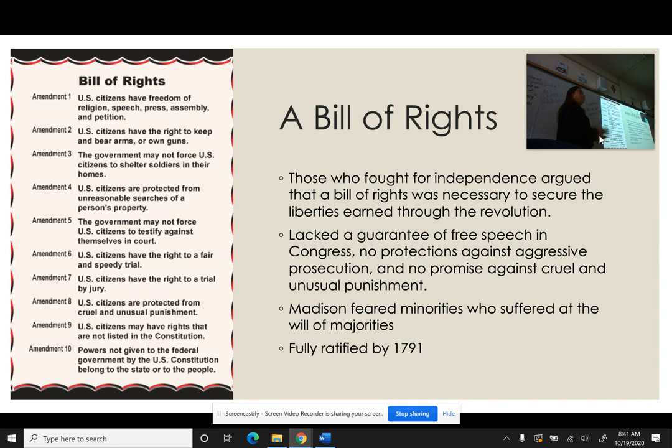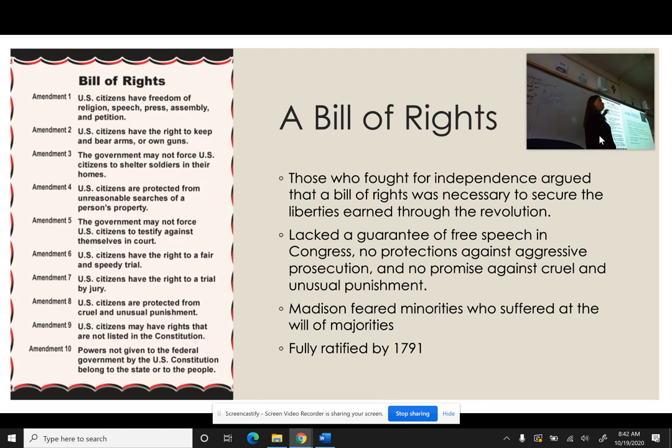Amendment number 1, this is the one that you guys are most familiar with. It guarantees your freedom of religion, speech, press, assembly, petition. So you can practice whatever religion you want. You can say whatever you want as long as it doesn't incite danger. So you can't say that you're going to kill somebody and then expect not to go to jail for conspiracy to commit murder, right?